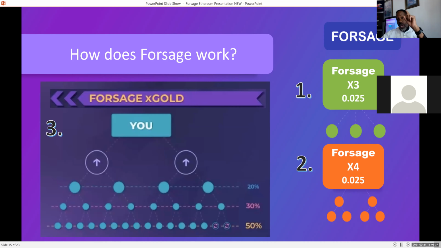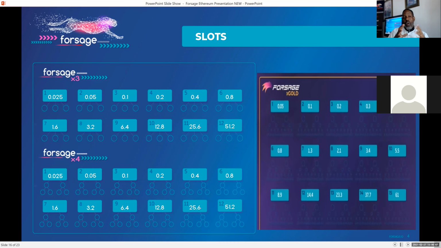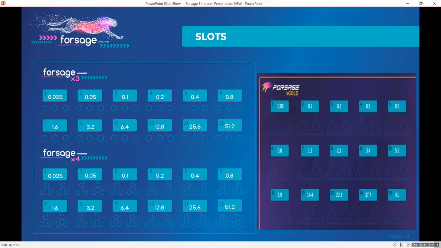Anyway, number 1 is X3, number 2 is X4, and number 3 is X Gold. Now, how do they operate? Consider each one of these programs, X3, X4, and X Gold, like a building. Let me see where I can get this. So consider X3, X4, and X Gold like a building with rooms.